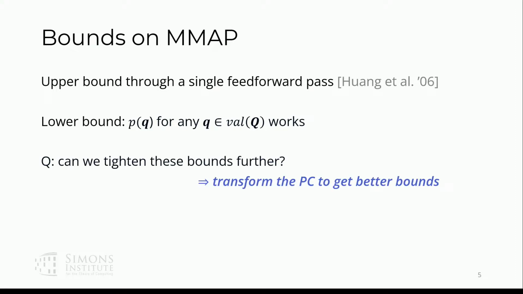So the question is, how can we tighten these bounds, right? Starting from these, how can we make them better? And the goal is to tighten the bounds until they both converge to the exact marginal map solution. So that's exactly what we're going to do by transforming the circuit iteratively.